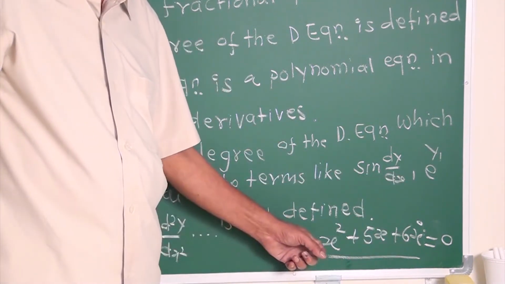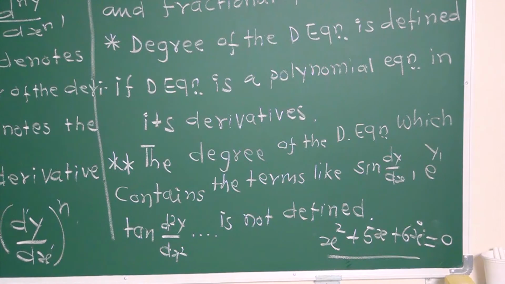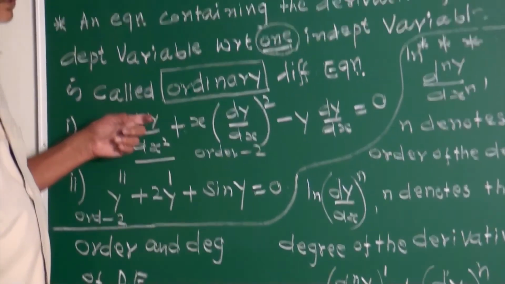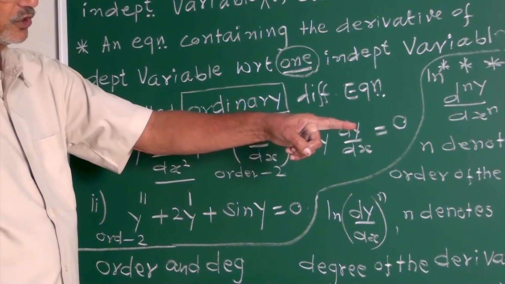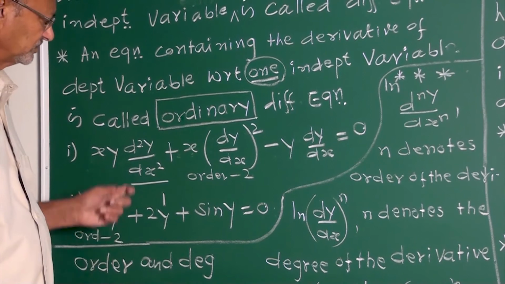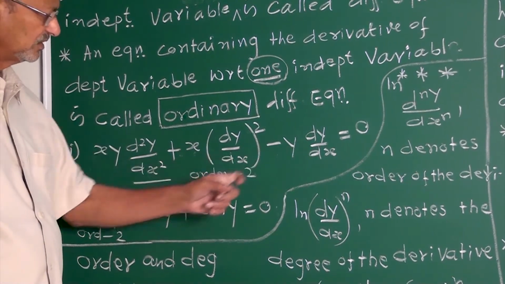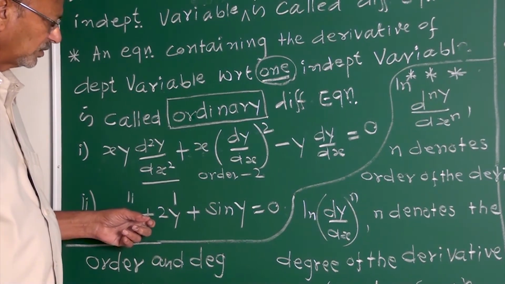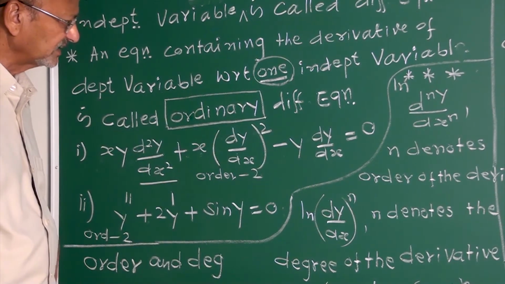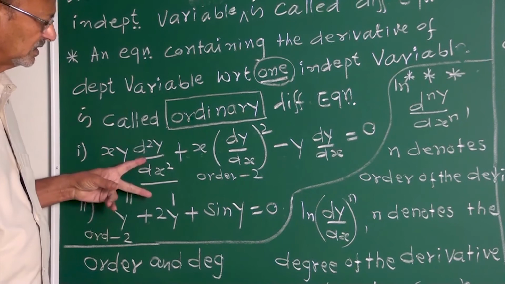X to the power 0 means constant. This differential equation must be a polynomial in derivatives. Yes, it is a polynomial in derivatives. This one is also a polynomial in derivatives. And the constant 6, like that. It must be polynomial.